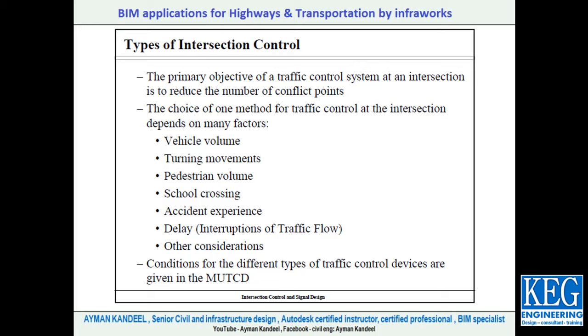Okay, let's describe the types of intersection control. The primary objective of a traffic control system is to reduce the number of conflict points which we discussed before. The choice of one method for traffic control depends on many factors, like the volume of traffic, turning movement, pedestrian volume at this location, if there is any school in this area, expected accidents, delay of traffic, and other considerations.